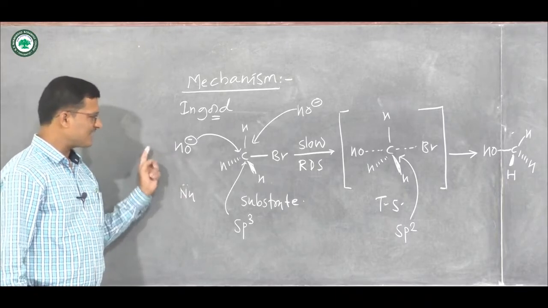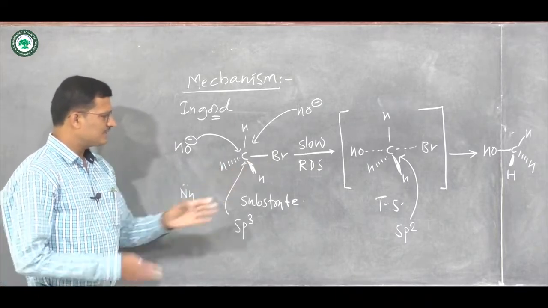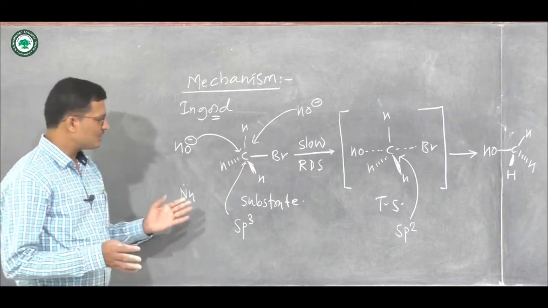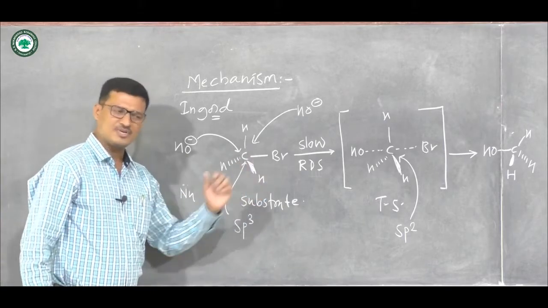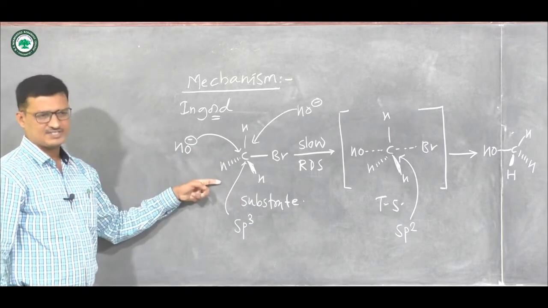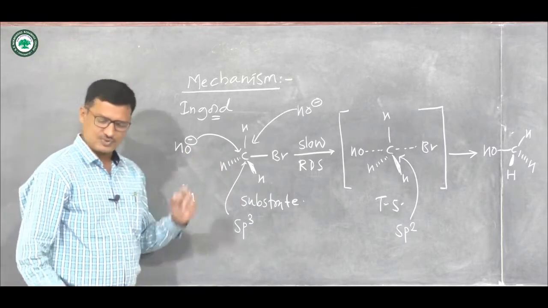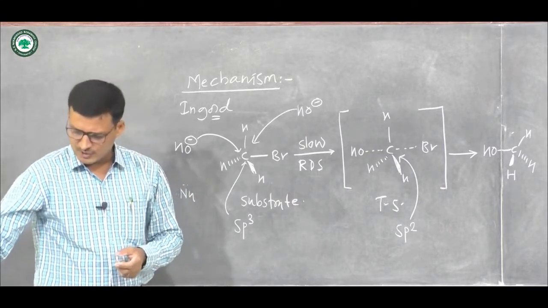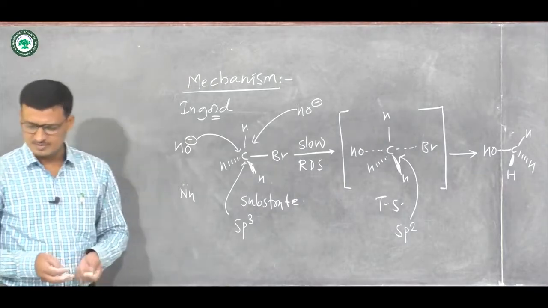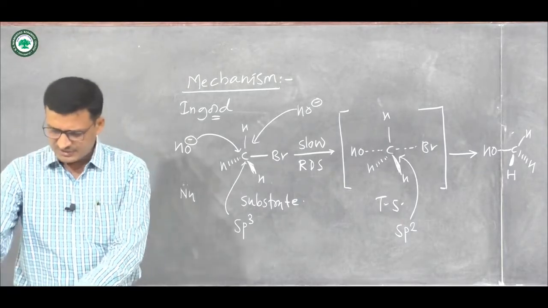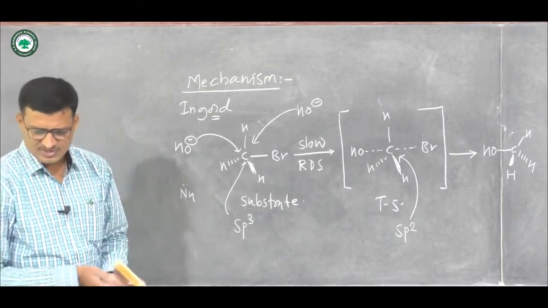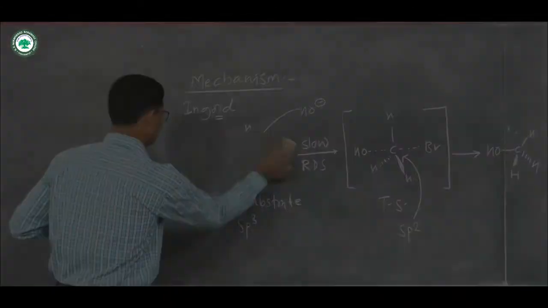So in backside attack, what happens? The Br and the nucleophile are apart from each other. There is no dipole-dipole repulsion, and the backside attack is less energetic. It requires less activation energy, and that's why in an SN2 reaction the nucleophile always attacks from the backside. Then once you have discussed this, we want to discuss the energy profile diagram.